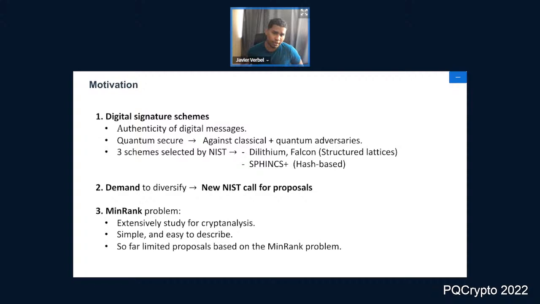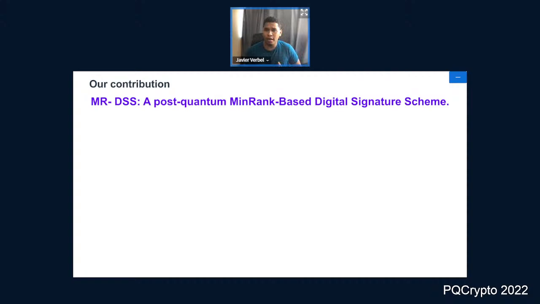On the other side, we have the MinRank problem, which mainly appears in attacks that break schemes in cryptography. For this reason, it has been quite studied for cryptanalysis of mainly multivariate schemes, but also code-based schemes. It's a very simple problem, easy to describe, and it requires very simple operations. So far, there are very limited proposals based on the hardness of this problem. So in this work, we wanted to build a digital signature scheme based on the hardness of the MinRank problem.